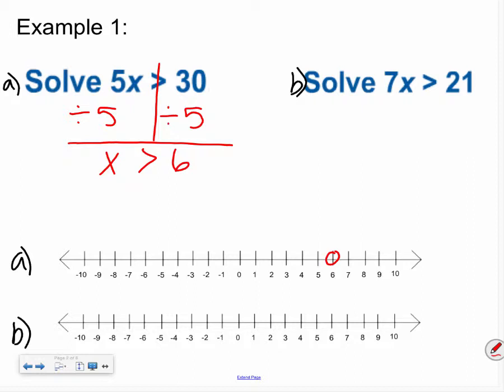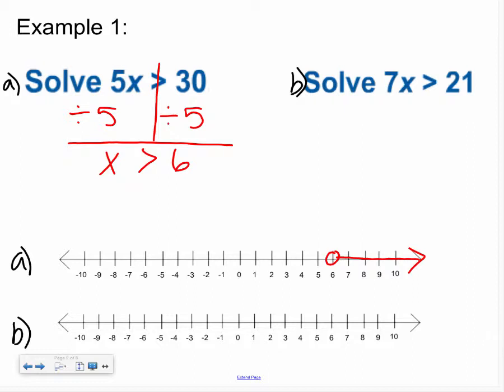So now I look at my number line. If I go to the left, I have 5. Is 5 greater than 6? No. If I go to the right, I have 7. Is 7 greater than 6? Yes. That means I'm going to shade this way on the number line. So that would be my answer for 1A. I solved it and I graphed it.